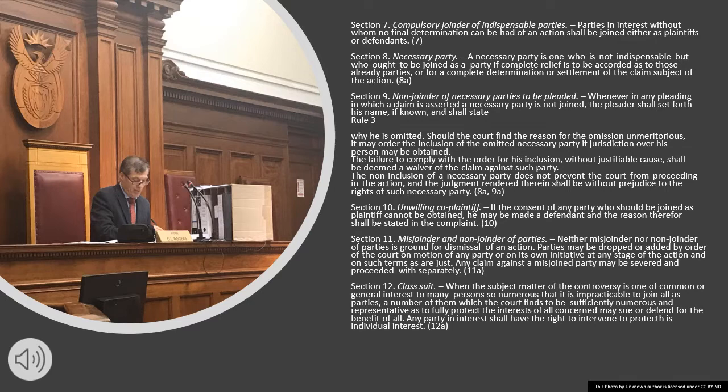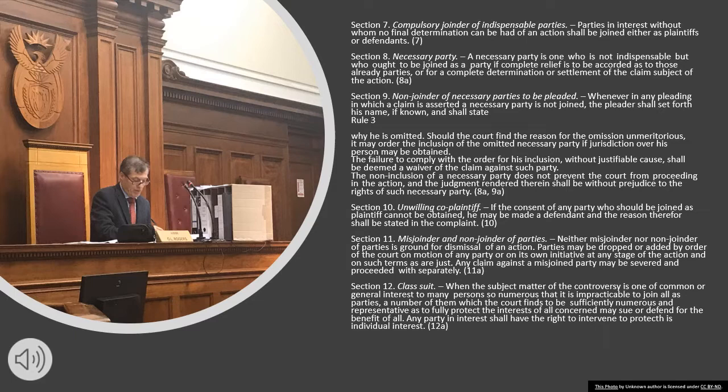Section 11. Misjoinder and non-joinder of parties. Neither misjoinder nor non-joinder of parties is ground for dismissal of an action. Parties may be dropped or added by order of the court on motion of any party or on its own initiative at any stage of the action and on such terms as are just. Any claim against a misjoined party may be severed and proceeded with separately.